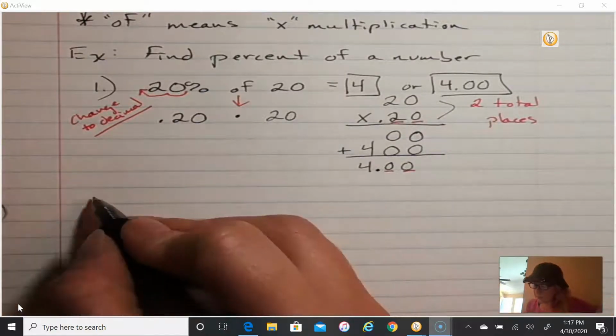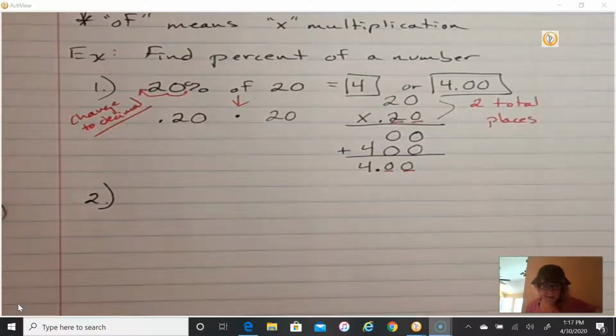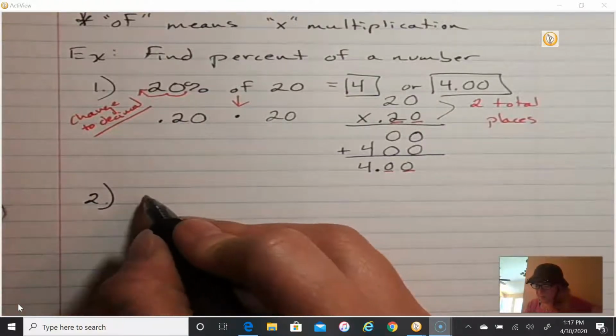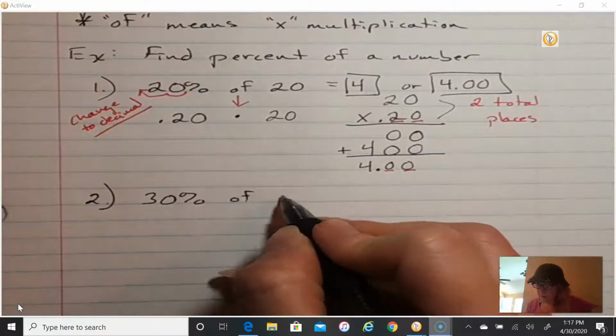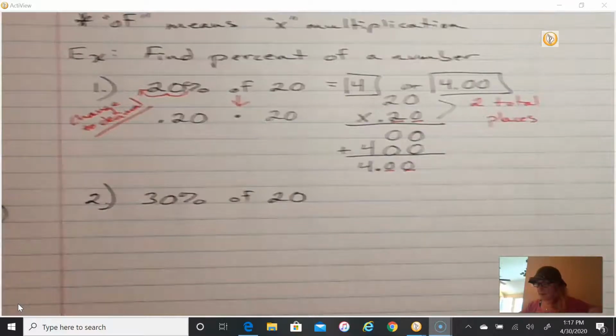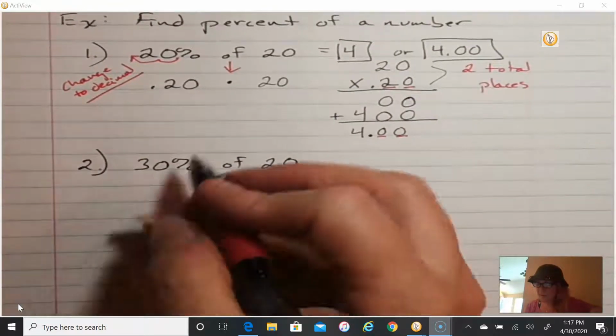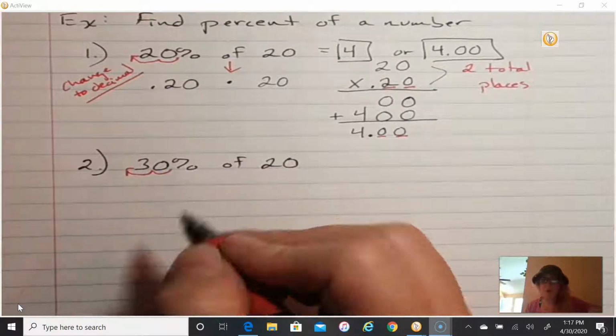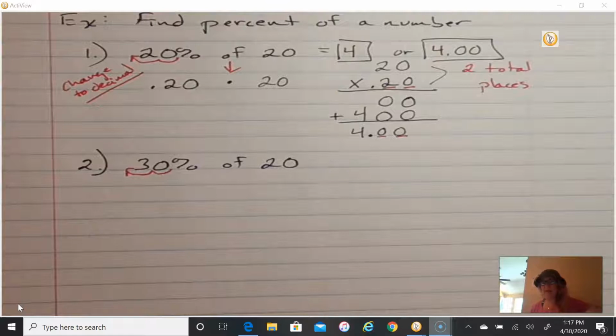All right, let's do another. Let's say, looking on this sheet, 30% of 20. Okay, change this to a decimal. So we're going to move it 2 places. Always 2 places, guys. I'm already seeing where y'all are just sticking it places, thinking, oh, you got it. No, you're going to get it wrong. 2 places every time. Not 1, not 3, but 2.